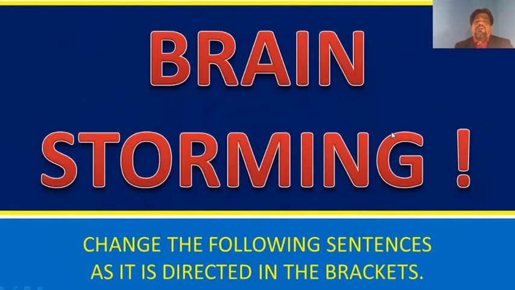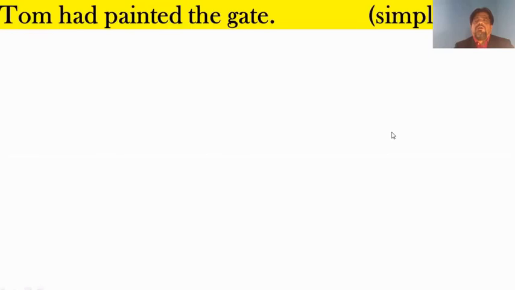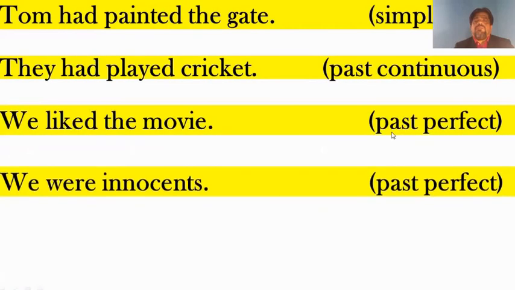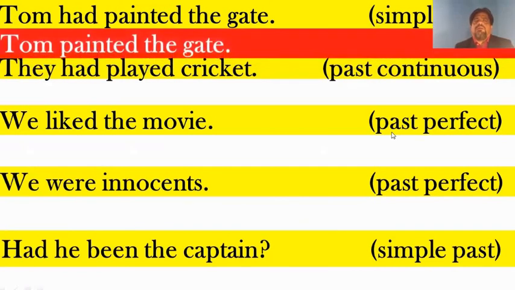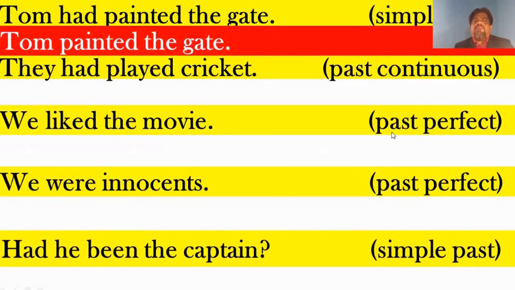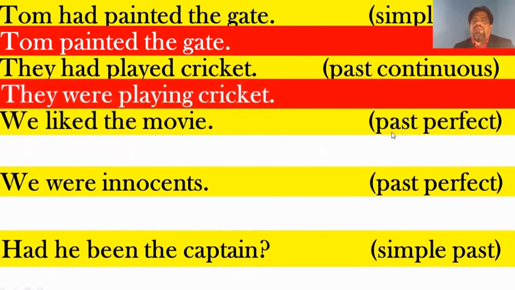Change the following sentences as directed in the brackets. Let us go further. Here comes the question. Tom had painted the gate. Change into simple past. Remove the word had and write the V2 verb form of painted. The answer we got: Tom painted the gate. They had played cricket. You have to change into past continuous. You must write the ing form, and along with it you must write either was or were according to the subject. Therefore you get the answer: they were playing cricket.